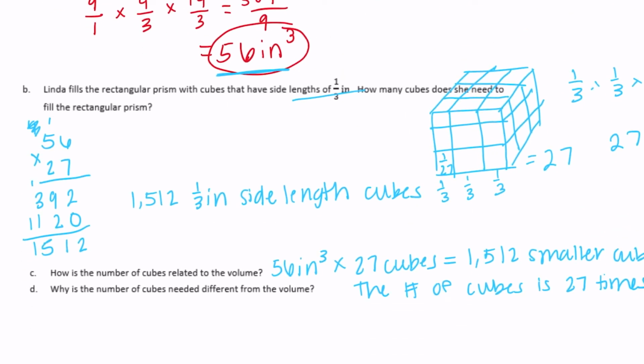So as you can see, going back to this, if we just did cubes that were 1 by 1 by 1, then the volume would just be 56 inches cubed. But we have smaller cubes that are 1/3 by 1/3 by 1/3, and so you can see in one of the 56 inch cubes, we can fit 27 of those smaller ones in each one.